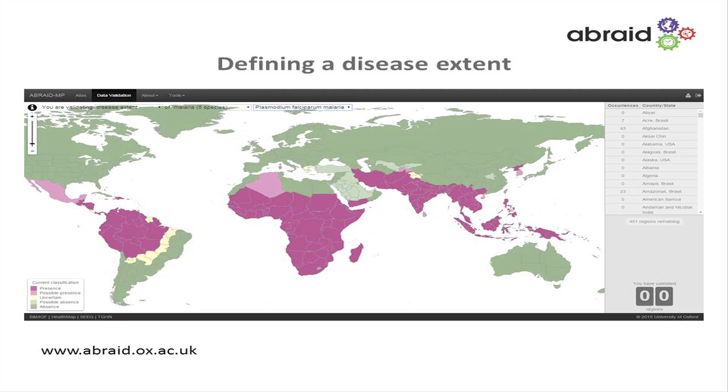So I'll talk to you a little bit about how we generate these. So what you've got here is a disease extent that's been produced automatically in the system for Plasmodium falciparum malaria.